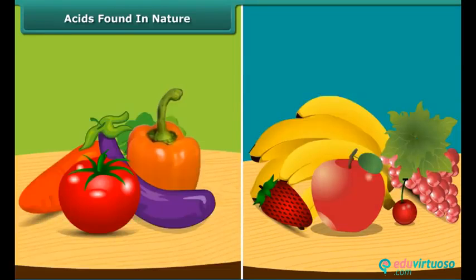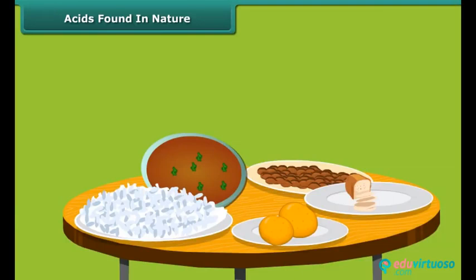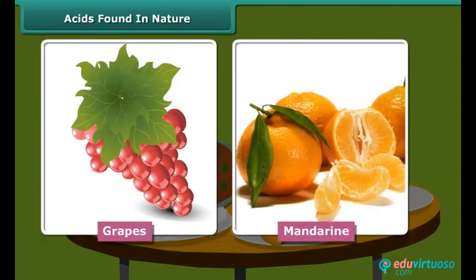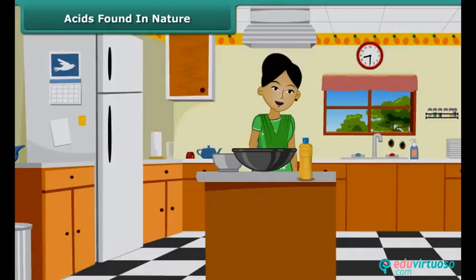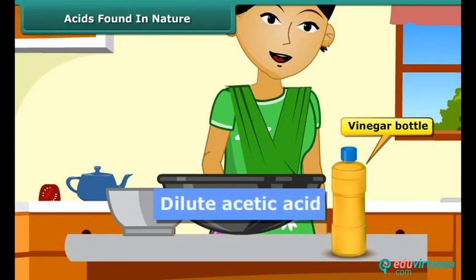Acid is found in natural substances like fruits and vegetables. Have you heard that sting of an ant or a bee contains acid and causes the burning sensation? Different food items contain different acids. Citrus fruits like orange, grapes, mandarin, lemon, etc. contain citric acid. Vinegar found in our kitchen is dilute acetic acid.